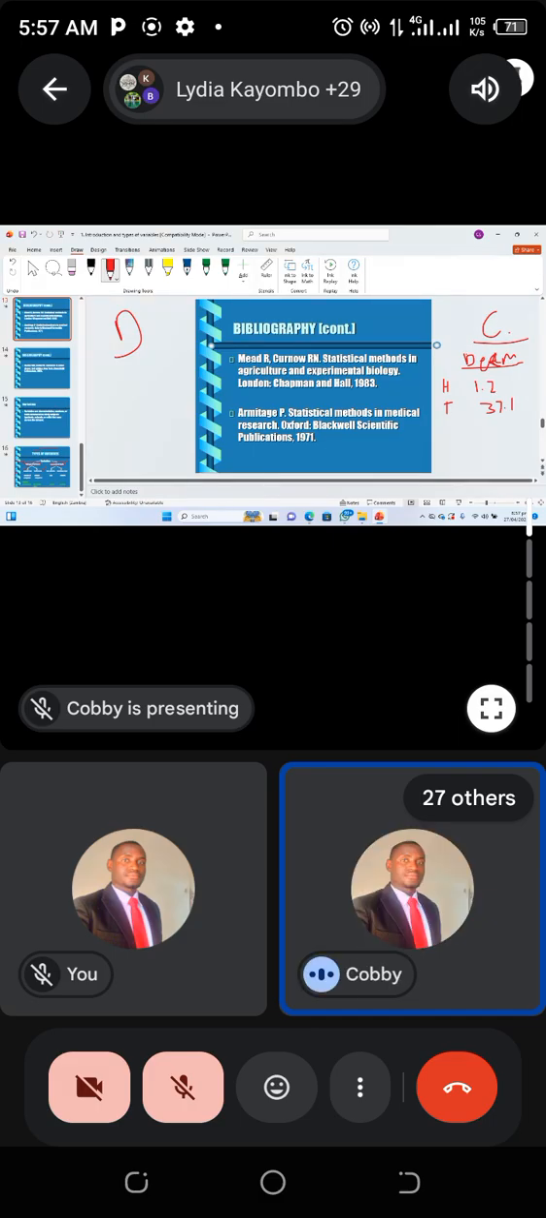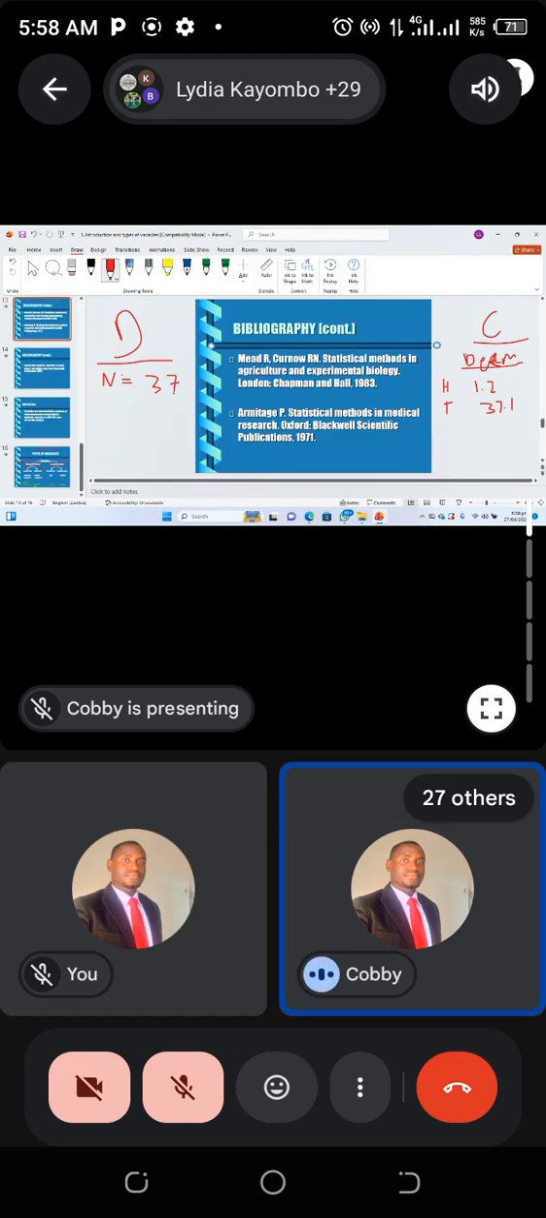Then we have the discrete variable. This is information that can never be expressed in decimal places. For instance, the number of patients who come to the hospital. This can only be a whole number. So you can have 37 people coming to the hospital on a particular day.